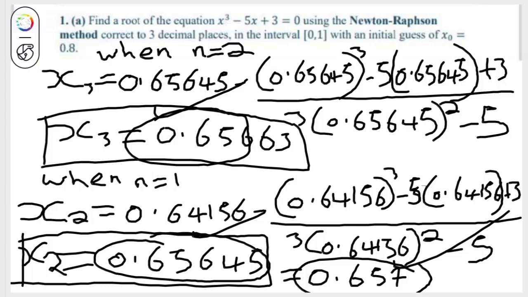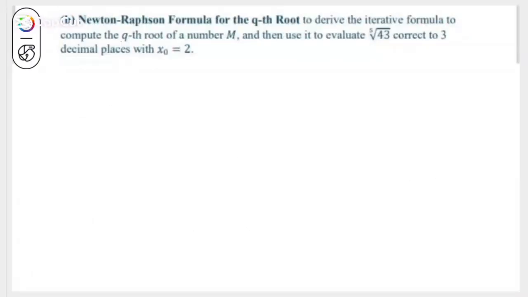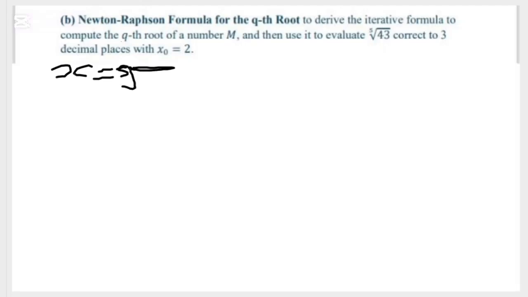To 3 decimal places. Use the Newton-Raphson formula for the qth root to derive the iteration formula to compute the qth root of a number m, and then use it to evaluate the 5th root of 43 correct to 3 decimal places with x0 equal to 2. So the first thing that you are going to do when this question is given to you is that to find the qth root of a number m, I have to say let x be equal to the 5th root of 43.